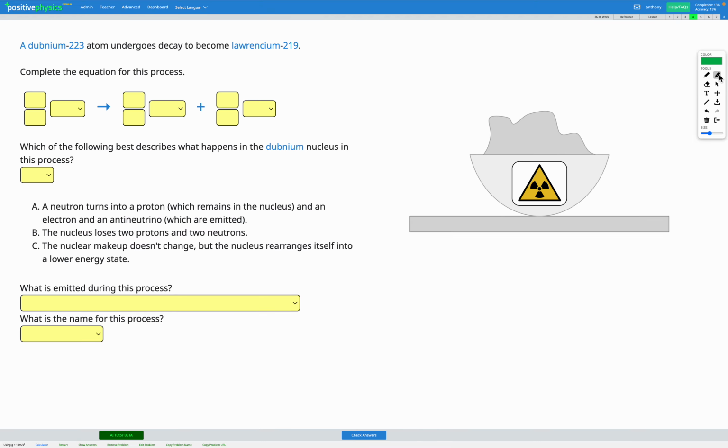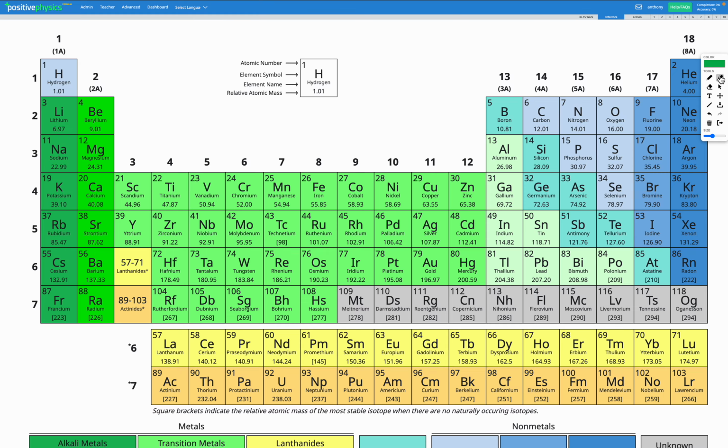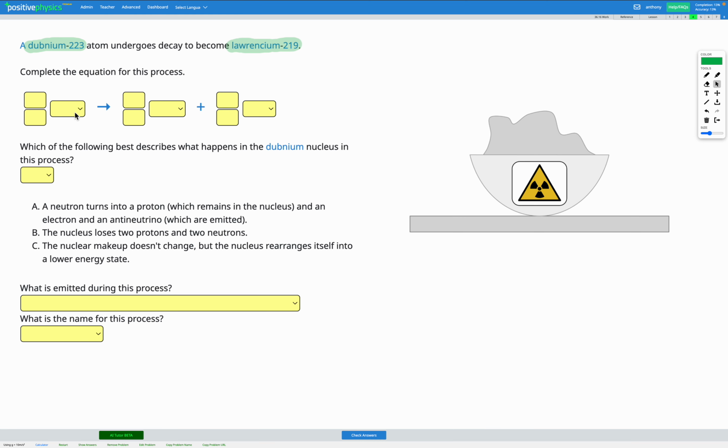In this question, we have dubnium-223, and we're told it undergoes decay to become lawrencium-219. So let's head to our periodic table to figure out what those elements are. Here's dubnium. It has an atomic number of 105 and the symbol Db. So we can fill that in here. The symbol is Db, the atomic number was 105. And we know our mass number is 223 based on the fact that it says it's a dubnium-223 atom. We're told it becomes lawrencium-219.